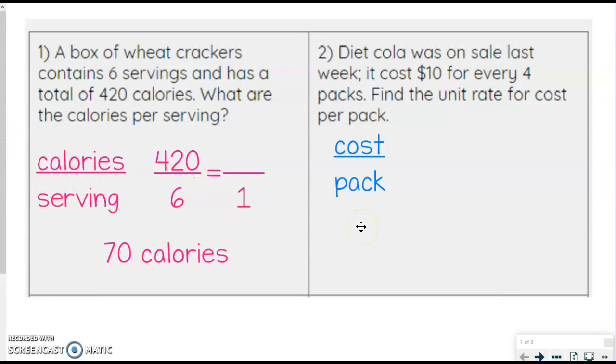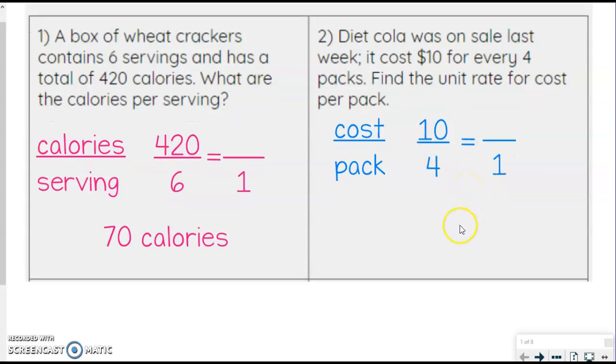So let's write what we know from the problem first. We know that we have $10 and 4 packs. So the cost is 10 for 4 packs. Then we want to find the unit rate for cost per pack, so for one of them. We're scaling down to 1, just like we did on the last one. We're looking across because I don't really see a good connection up and down anyway, and it's much easier to go from 4 down to 1. We're dividing by that same number, so we're dividing by 4. So on this one, we're doing 10 divided by 4.